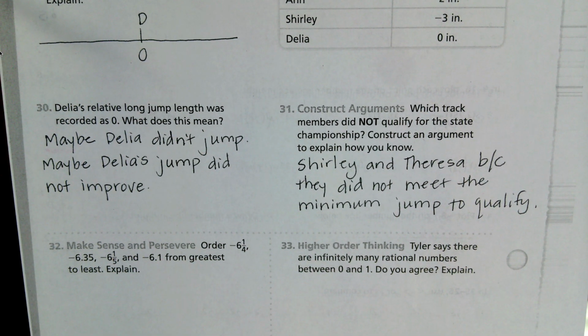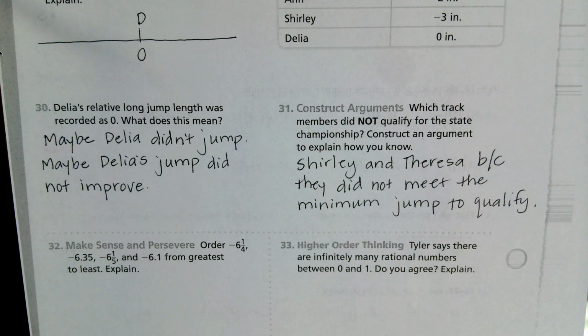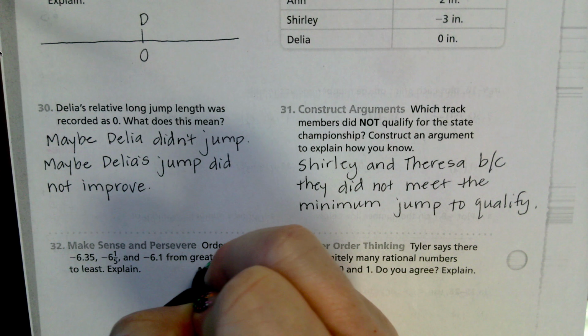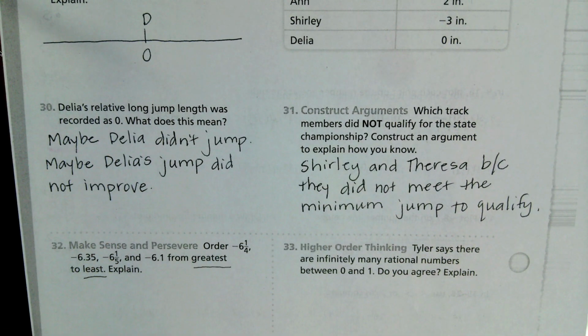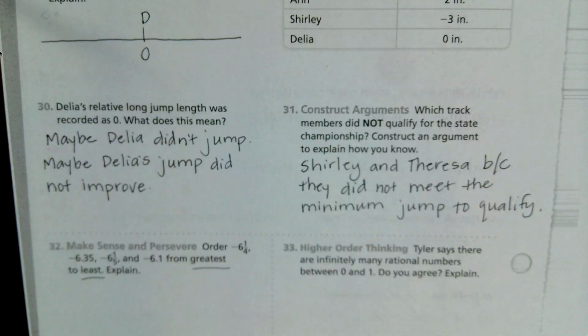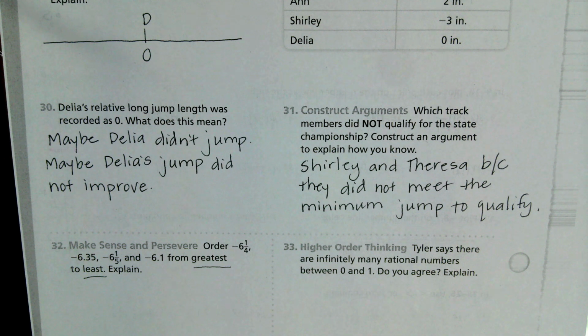And then 32, it says make sense and persevere. They want you to listen carefully. Order these rational numbers from, this time, guys, greatest to least. And when they say explain, how do you know your order is correct? So if you just put them in order from greatest to least, but you don't tell me how you know that's correct, will that be correct? No.